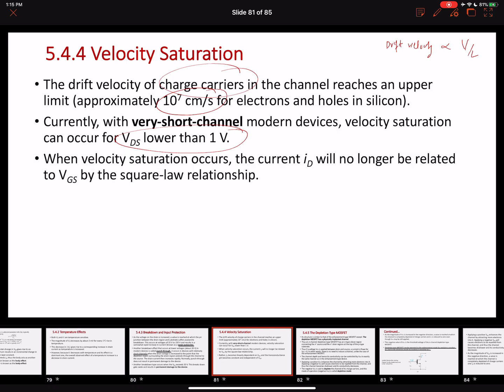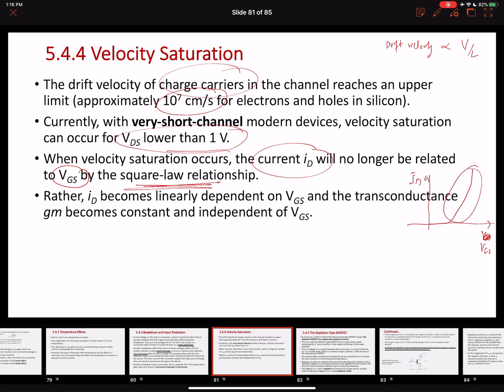Okay, so the important thing is that once velocity saturation happens, the drain current will no longer be related to VGS by the squared law relationship, right? We saw that for a specific drain to source voltage, when the transistor is operating in the saturation region, we apply a VGS, the gate to source voltage, and get ID. So this is a squared law relationship of the drain current and the gate to source voltage. However, if our voltages reach 1 volt or even lower than 1 volt at saturation levels, it will no longer remain a squared law relationship.